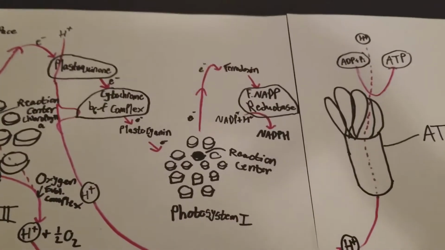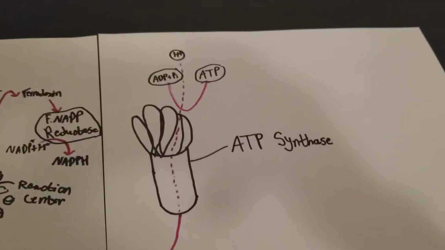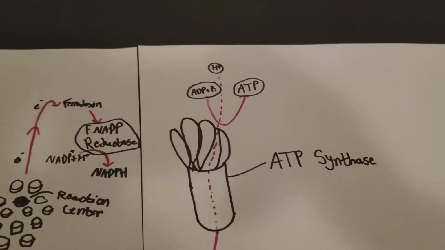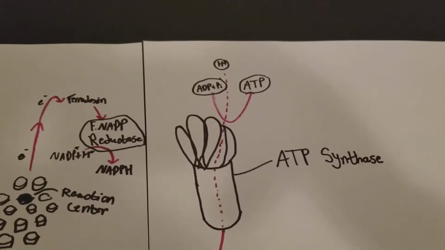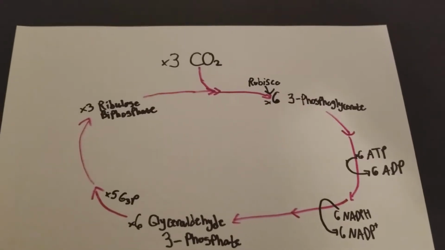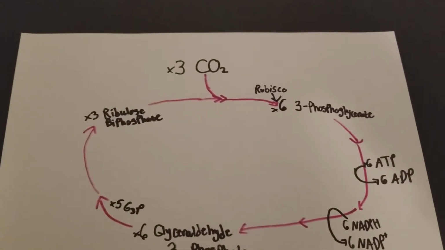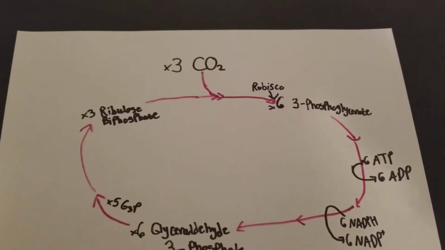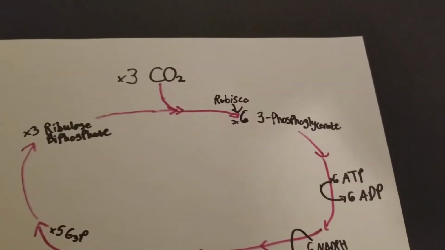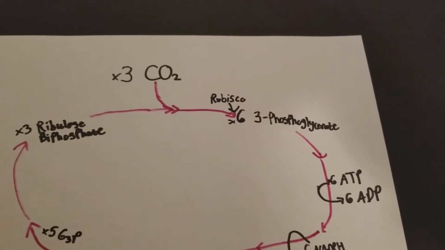So this NADPH that's formed over here, and the ATP that's formed over here, it's going to be used for energy to release the electrons to start the Calvin cycle. So this is the Calvin cycle right here. What's going to start off is it's going to take 3 carbon dioxide molecules that it'll take in from the atmosphere. With the aid of Rubisco, it's going to form 6 3-phosphoglycerates.